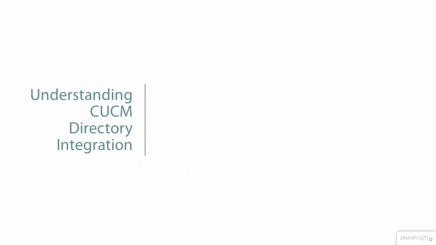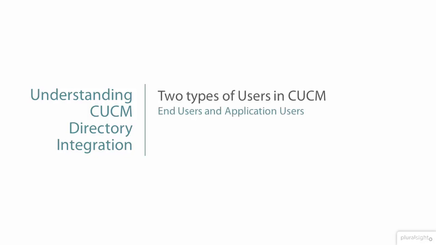So first off, you need to understand the Cisco Unified Communications Manager directory integration process and what's possible and what's not. I think the easiest way to do it is to talk about types of users first. In Unified Communications Manager, there are two types of users: end users and application users.